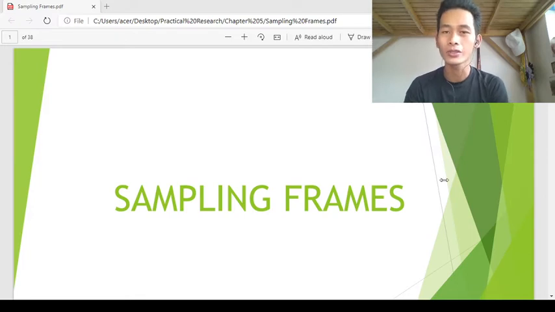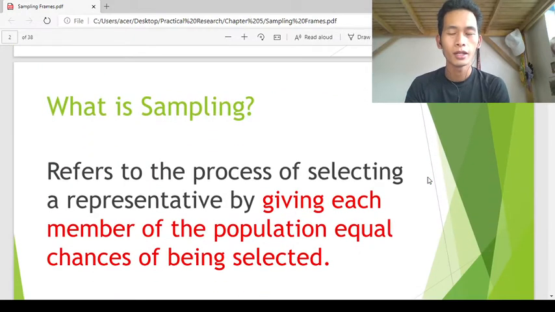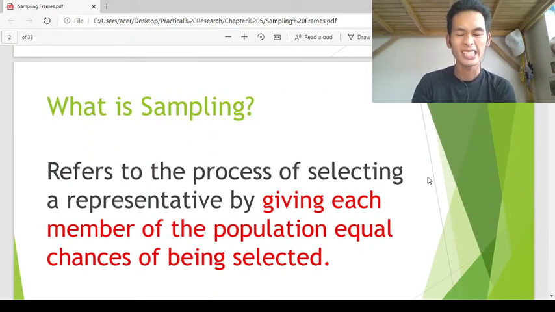In today's lecture, I will be discussing to you the topic sampling frames. So we will be discussing the different sampling frames in quantitative research. Let's start with defining what is sampling.